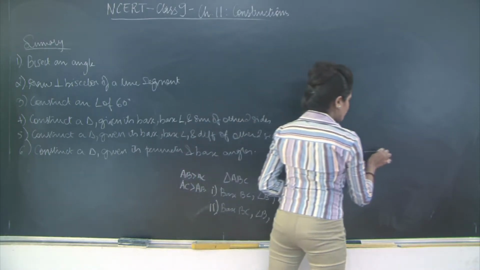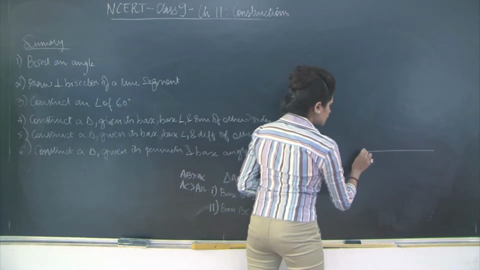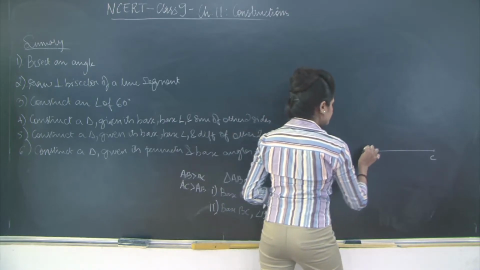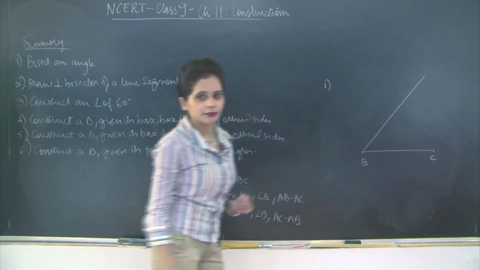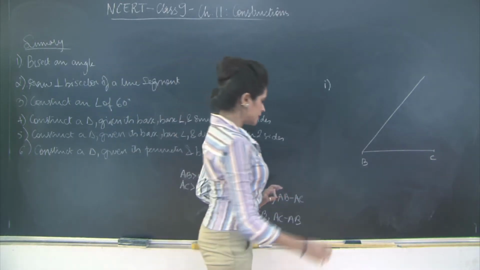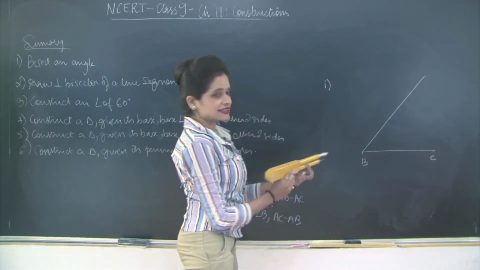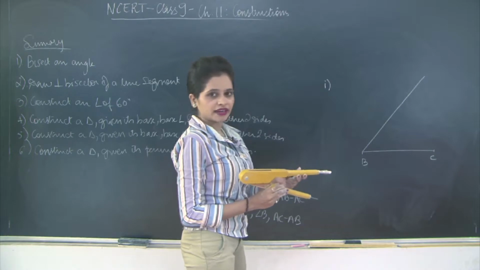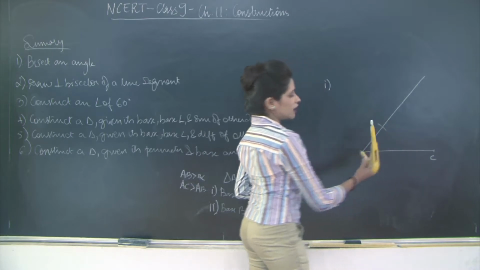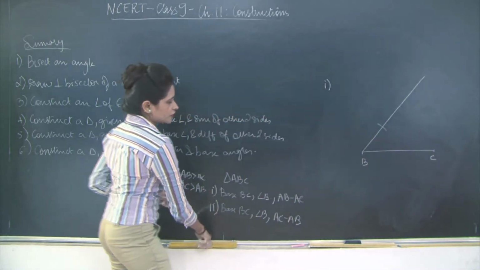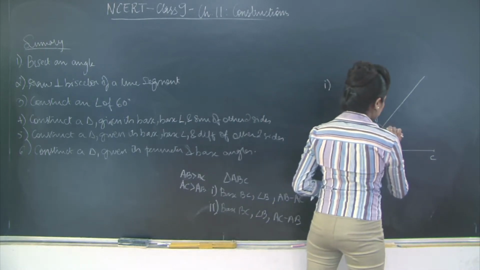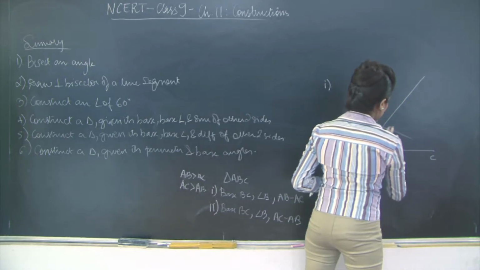You're going to draw your base BC just like you did earlier. So this is going to be your BC base. You're going to draw your angle B. So this is your angle B. Now whatever is the length AB minus AC, you're going to take that length on your compass. Let's say this is the length, AB minus AC, and you're going to cut this length out here. So let's say this point is D. Now you're going to join D to C. So D to C.